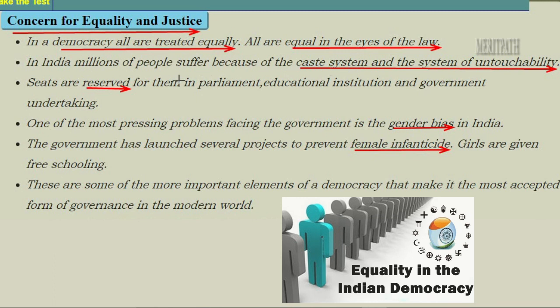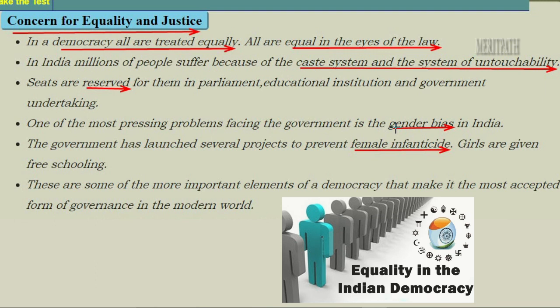And then based on the caste system, there is reservation for the people in the parliament, in educational institutions and in government undertaking jobs. So the scheduled castes and scheduled tribes, SCs and STs, have a larger amount of reservation everywhere, in the parliament, in the educational system, in government jobs, everywhere. So this is one major problem in the democracy. And one more thing is gender bias. Male and female are separated. There are separate rules for males and females. That is the gender bias system.